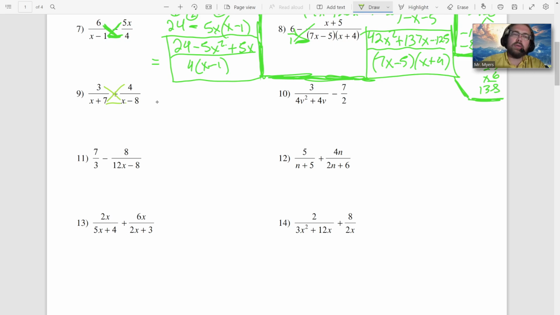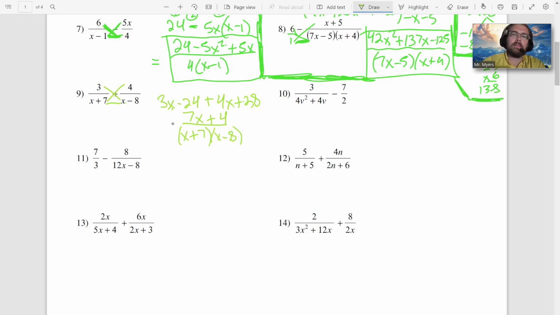So I'm just going to do bottom right times top left. I'm going to go ahead and distribute as well. So 3x minus 24. Right, distributing the 3 into the x minus 8. Bottom right times top left plus bottom left times top right. I'm going to distribute that as well. 4x plus 28 over x plus 7 times x minus 8. But let's clean up this first. 7x plus 4. Okay, that's not going to go into anything that's on the bottom.